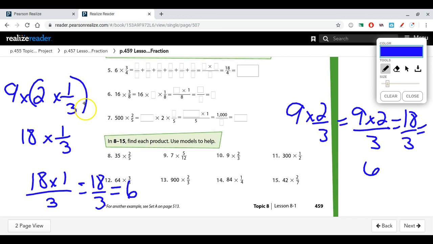So again, using the method that visually makes the most sense for you. If you like showing it this way, go ahead and use it this way. If you like this method, go ahead and use it this way.